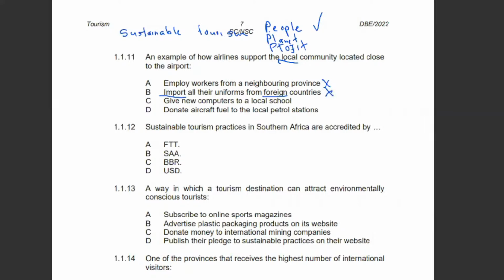Then gives new computers to a local school. This resonates well with what the community needs. It actually resonates well with the requirements, the expectations of the community. So we can accept C as a correct answer. Actually, this is an example of CSI, which is called corporate social investment. When a business invests in a local school, it is an example of corporate social investment, which is desirable. It is something which is encouraged when you're practicing sustainable and responsible tourism.